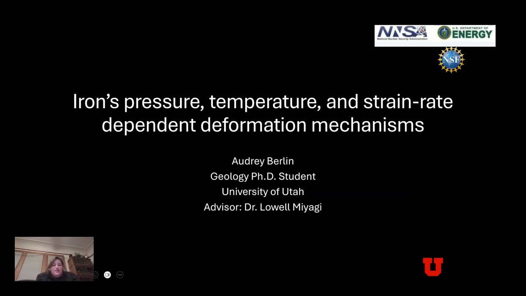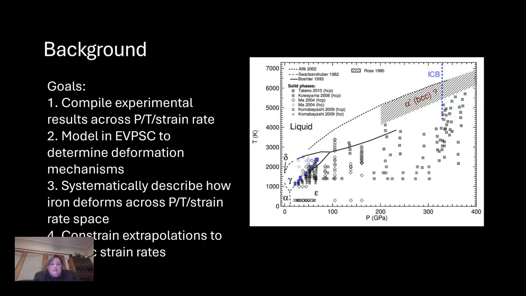Today I'm going to be talking to you about iron's pressure, temperature, and strain rate dependent deformation mechanisms. So there are a few goals for the study. The first was to compile experimental deformation results across pressure, temperature, and strain rate space. The second step is to model these experimental results in EVPSC in order to determine the deformation mechanisms. And the third is to systematically describe how iron deforms across pressure, temperature, and strain rate space.